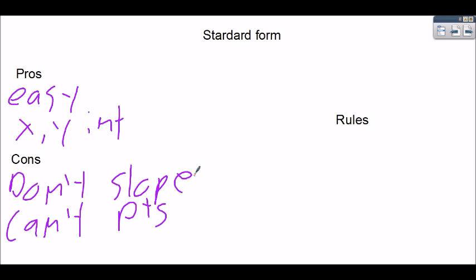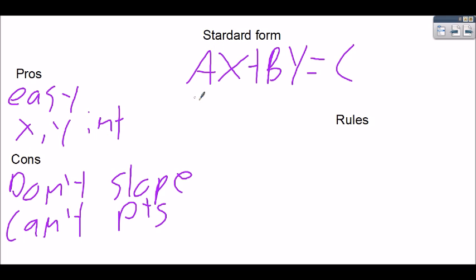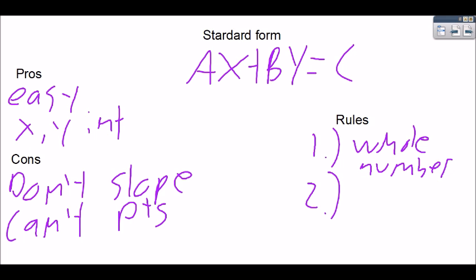Also, there are two rules for using standard form. The first is, this is my equation. And this A term, the one in front of the x, has two sets of conditions. The first one is it has to be a whole number, so no fractions. And then the second one is that it has to be a positive number. B, C, X, and Y can be negatives, but A must be a whole number and positive.